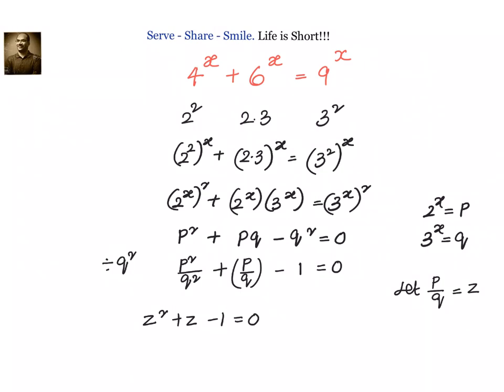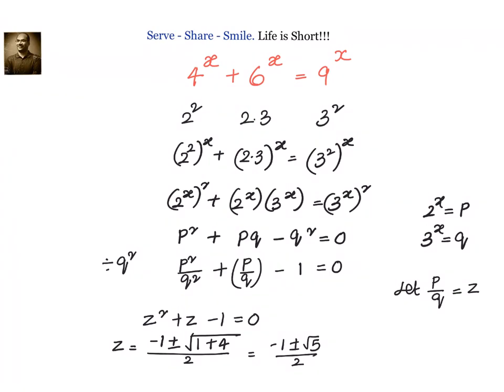This is what we wanted to achieve from the beginning of the problem, a quadratic equation. Now by the quadratic formula, z equals minus b plus or minus root of b square, that is 1, minus 4ac, minus of minus is plus, so that will be plus 4, divided by 2a, which is 2. So z equals minus 1 plus or minus root 5 divided by 2. Now I have two options.